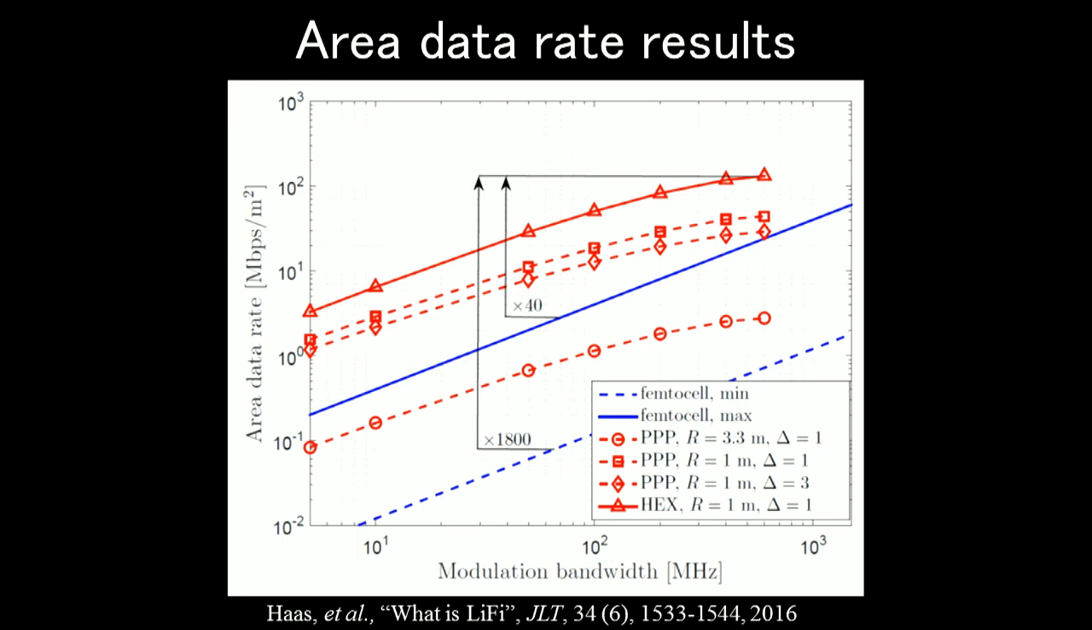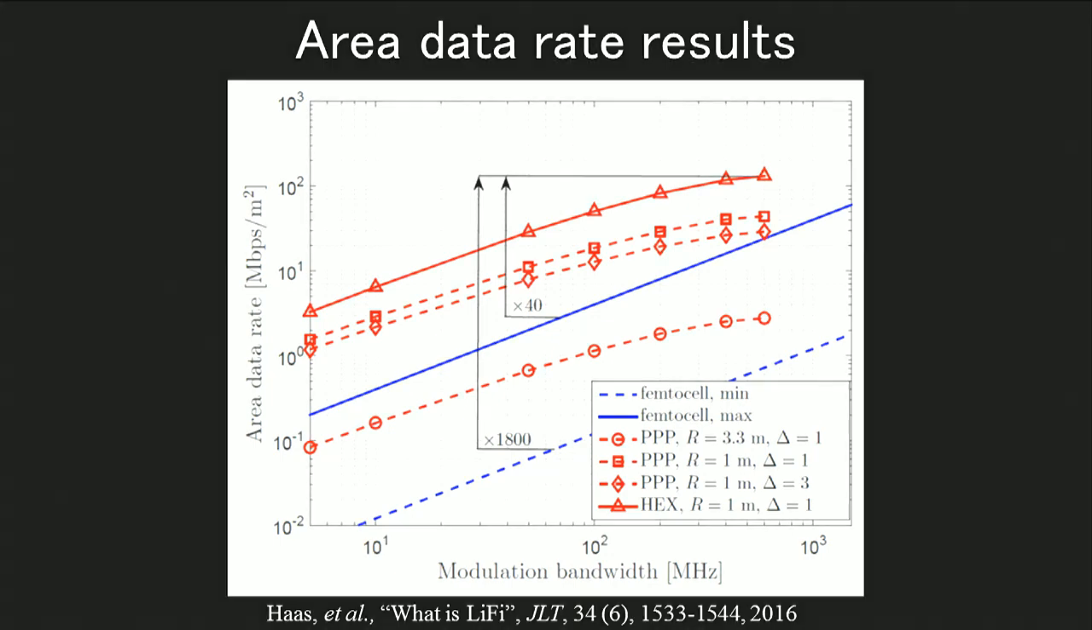So if you take this 60 megahertz and compare it to the red line there, with a system that uses radio, which is the blue lines, the solid blue line is the maximum femtocell capacity, and the dashed line is the minimum. If we compare the 500 megahertz Wi-Fi system with the LiFi system using micro-LEDs, we can gain, in a system context, a capacity gain of 40 to 1,800 in terms of bits per second per square meter. That is a huge gain from using this unlicensed bandwidth.